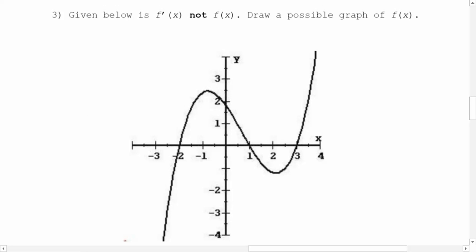Okay, here you go. Ready? Unfreeze. There you go. So that is the derivative, not the function.